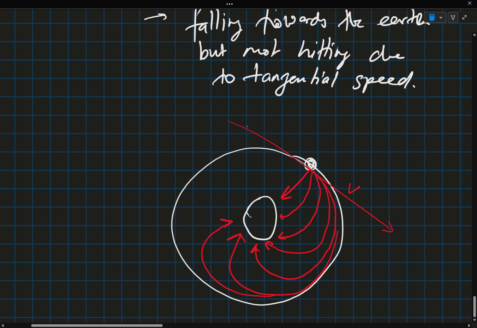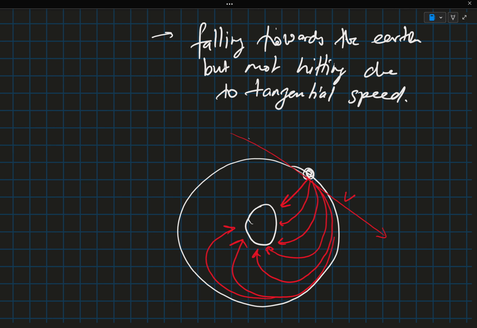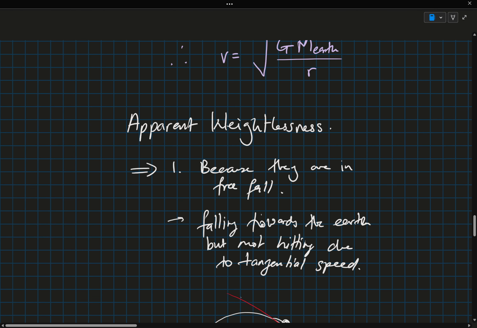Since both the astronaut and the aircraft are falling at the same rate as well, the astronauts will feel no force, no normal force, right? Giving the sensation of weightlessness, right? So that's what's happening there. So they're constantly falling towards the Earth, right? But because of their tangential speed, they don't actually hit the Earth. Alrighty? So looking at that.